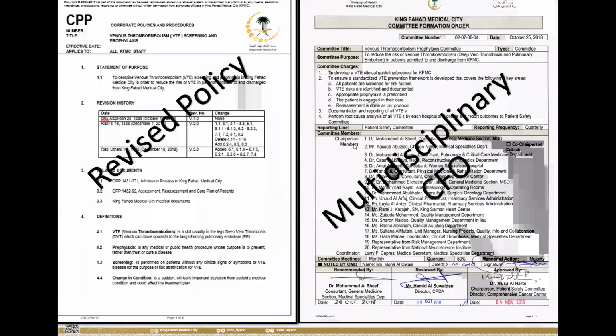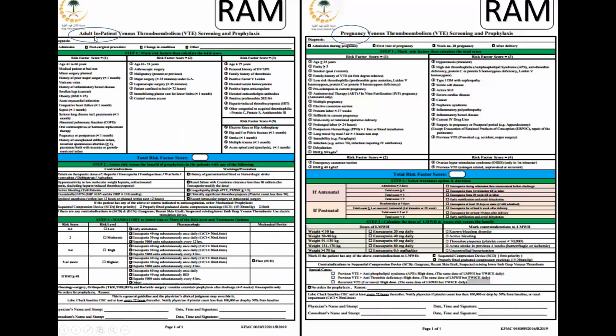This is the revised policy. This is the form, you have seen it. We have two forms, adult inpatient and pregnancy. This is for antenatal and postnatal, and this is for across KFMC. This is the updated one. We always update to close the gaps and any ambiguity, because there was confusion in step 3, the prophylaxis section. So we removed it and updated it.